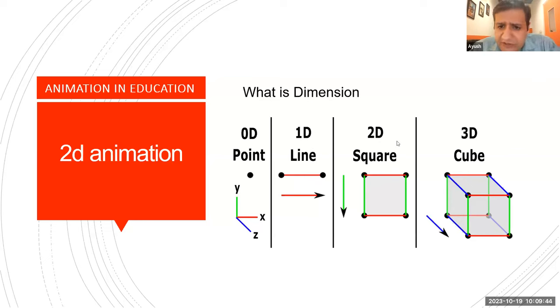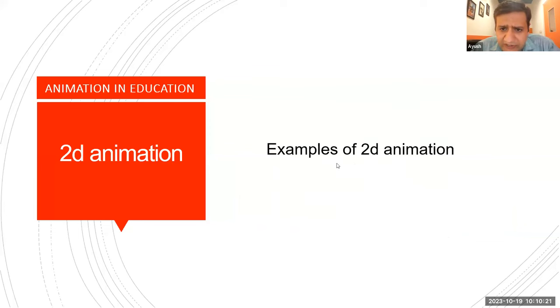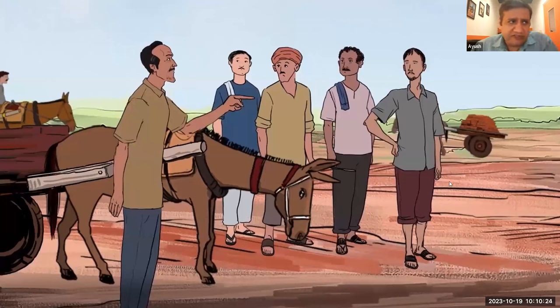As we all know, dimensions are portrayed in mathematics with x, y, z. Y is usually the vertical one, z is for the depth, and x is from left to right. We need this to convey every point uniquely. Now 2D animation is an animation which involves flat characters moving on a 2D canvas. When the characters are flat and the canvas is also flat, we can call it a 2D animation.